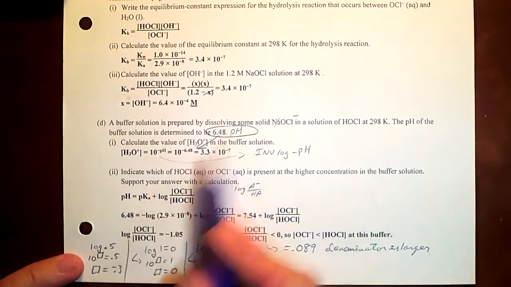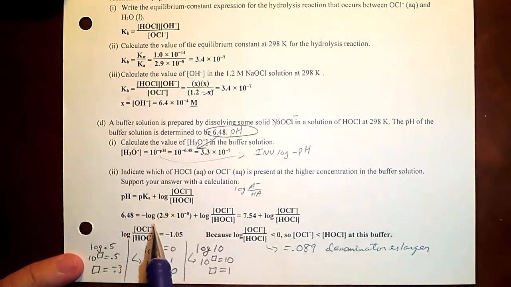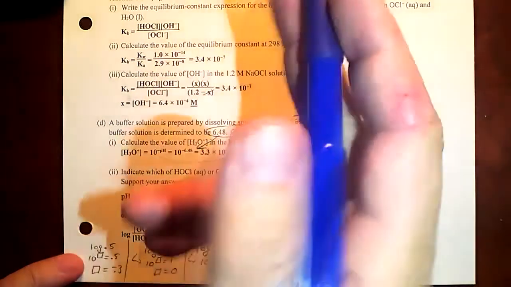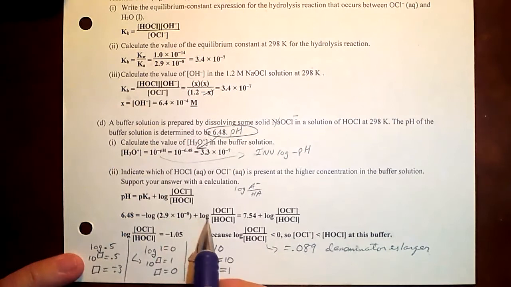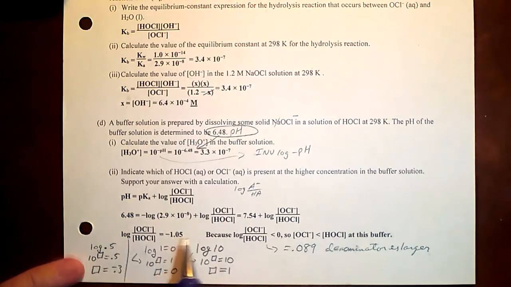So they told us the pH. We can put that in. They told us the Ka back at the top. There we go. And it's plus the log of the proportion, isn't it? So we can take the negative log of this. We get that. And then we can subtract it back over here, and we get this. Now, the log of the fraction is equal to this.